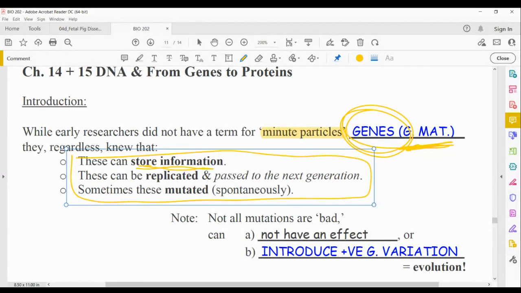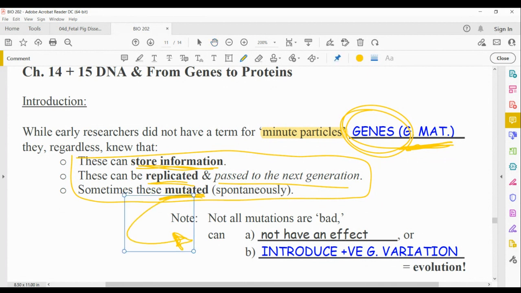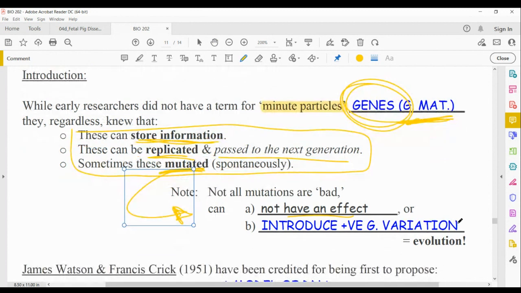First of all, that they store genetic information, they can be replicated and passed to the next generation, and sometimes there are going to be mutations. Then certain things happen that don't align with our understanding of how genes get passed from parents to children. Remember that mutations are actually much more common than we think. Most mutations do not have any effects on the individual that ends up with mutated parts of the genetic material. And some of them might even introduce positive genetic variation. And this is how evolution works.